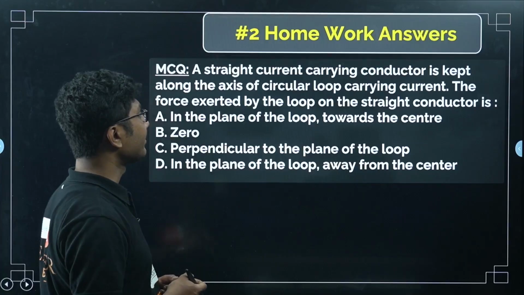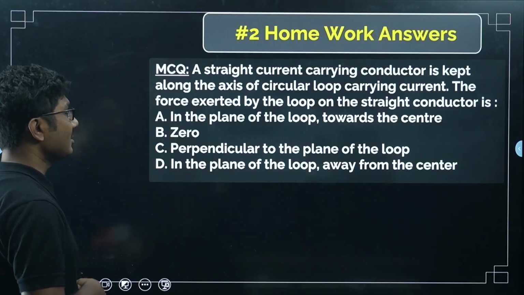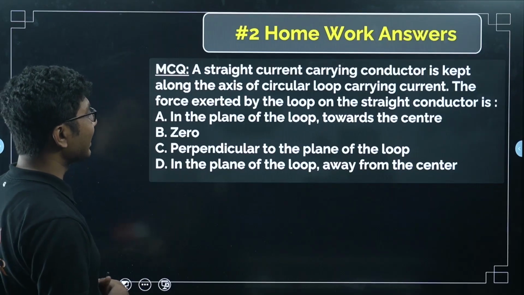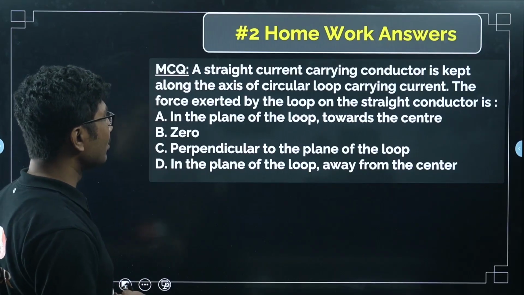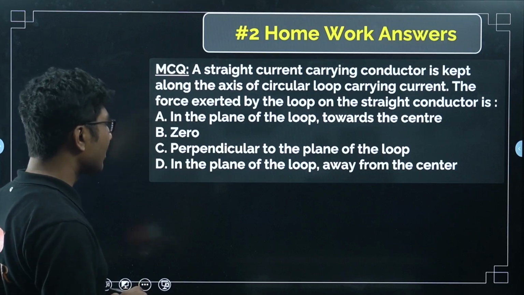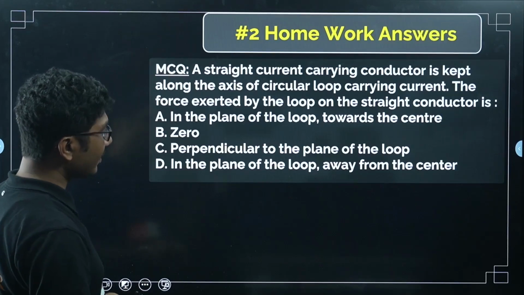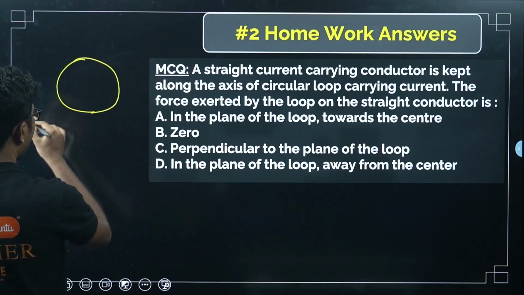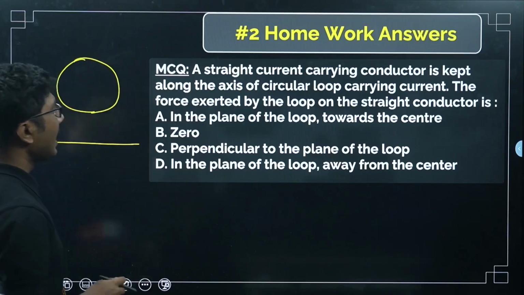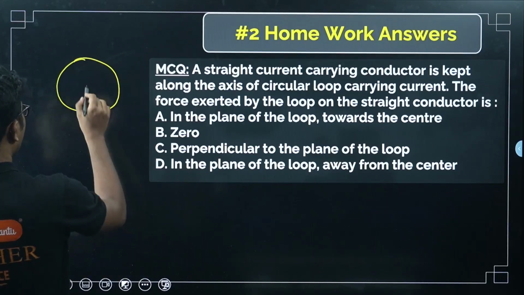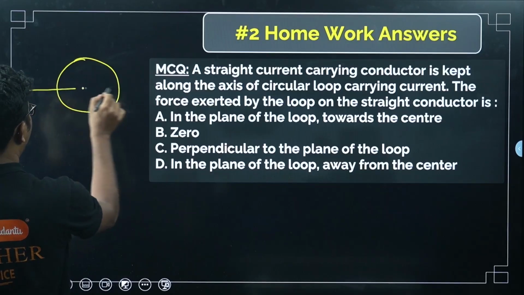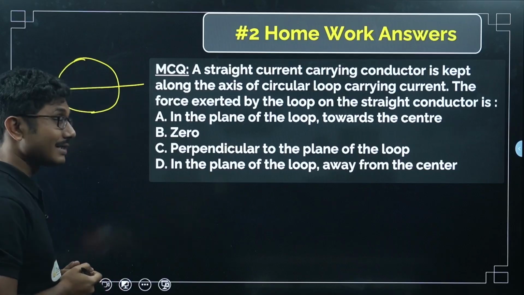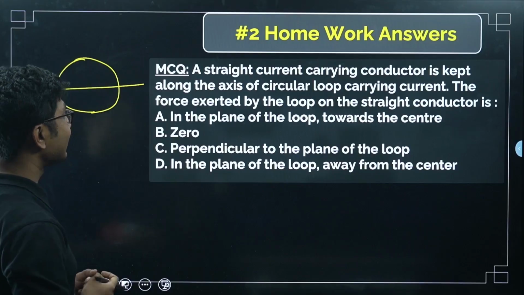Now the second question: a straight current carrying conductor is kept along the axis of a circular loop carrying current. The force exerted by the loop on the straight conductor is: in the plane of the loop towards the center, 0, perpendicular to the plane of the loop, or in the plane of the loop away from the center. So what is the meaning of that? We have a loop, we have a conductor. So basically a straight conductor is kept along the axis of the loop, right? So they are asking what is the force.